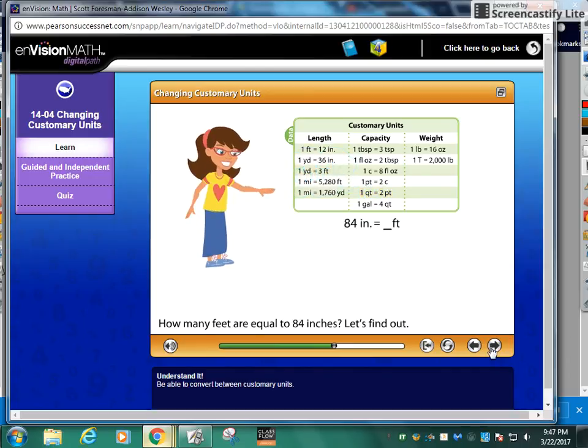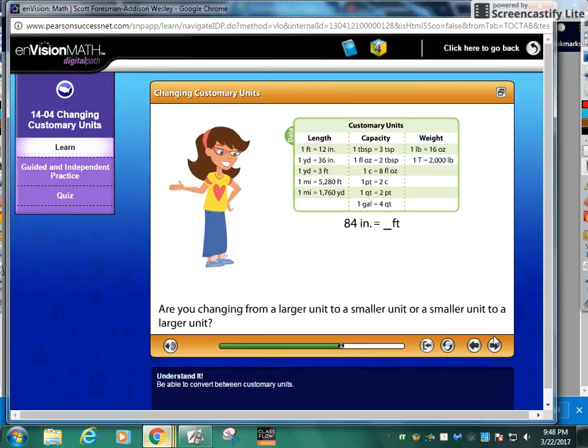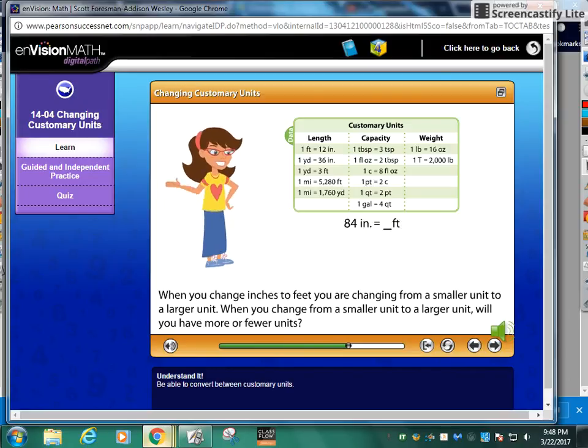How many feet are equal to 84 inches? Let's find out. Since it's going from a smaller unit, inches, to a bigger unit, feet, you're going to divide. Since there are 12 inches in 1 foot, you can do 84 divided by 12. Are you changing from a larger unit to a smaller unit, or a smaller unit to a larger unit? Go from small to big. When you go from small to big, you're going to divide. When you change inches to feet, you are changing from a smaller unit to a larger unit.